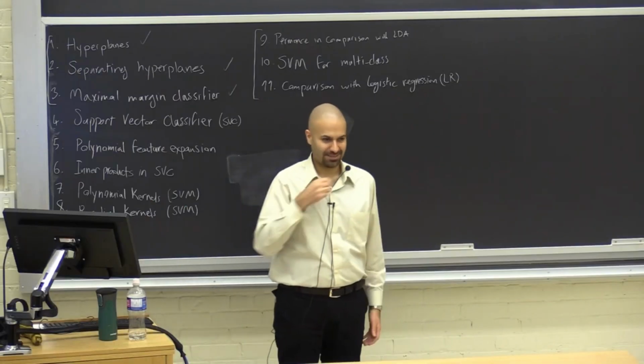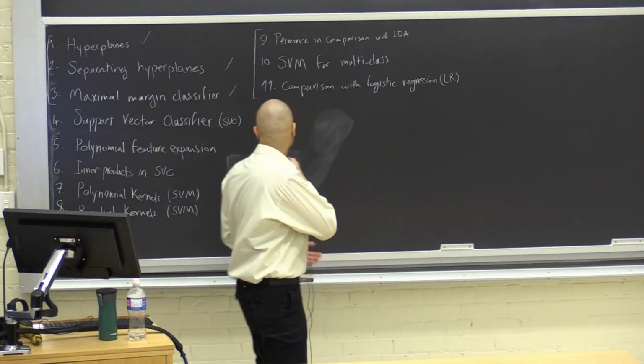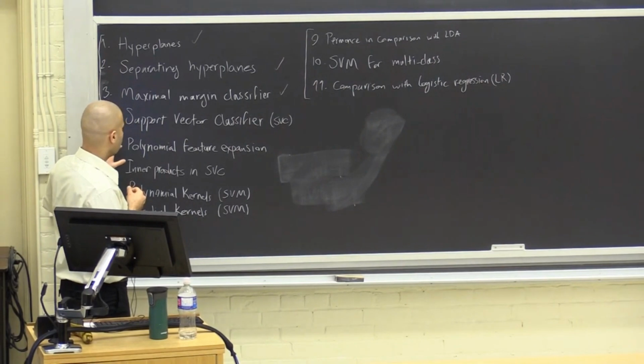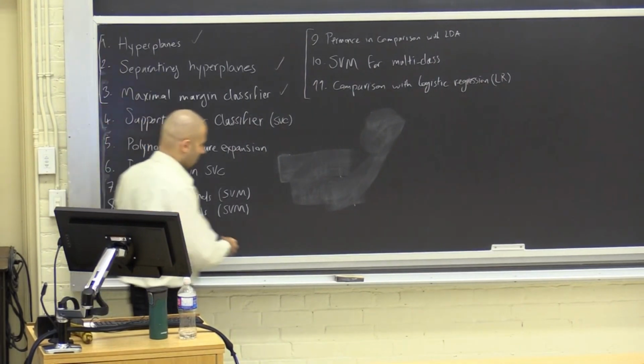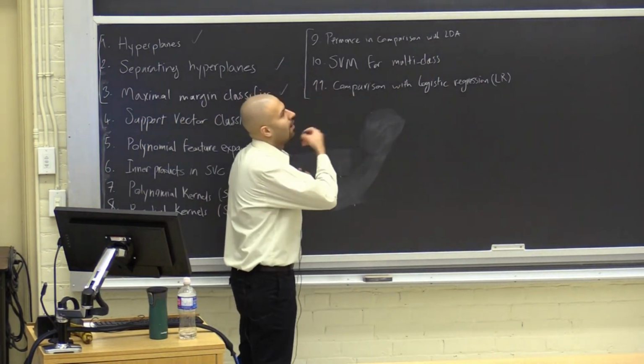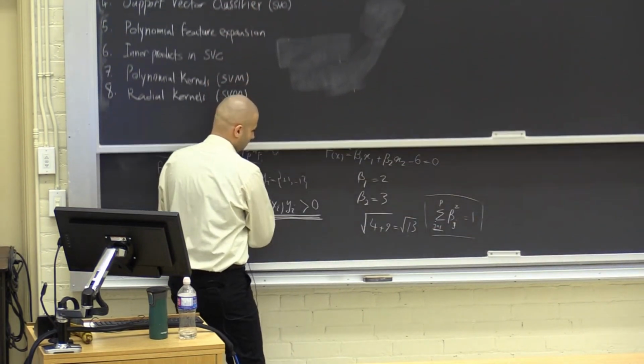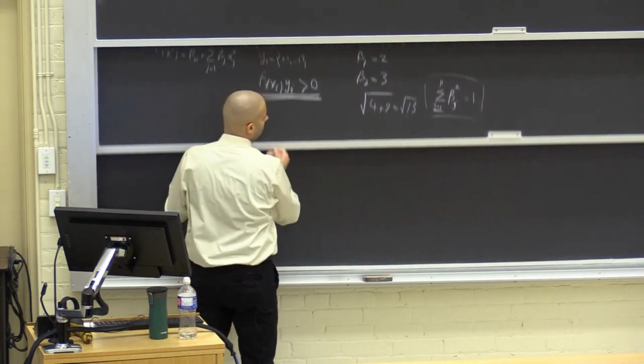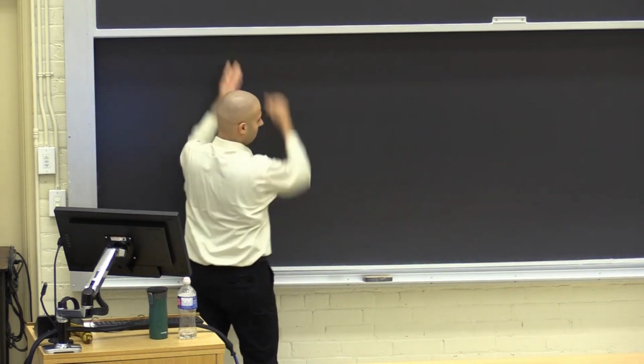All right, let's continue. So we covered these three topics so far. Now we're going to talk about support vector classifier and polynomial feature expansion. With support vector classifier, we're going to consider a soft margin.